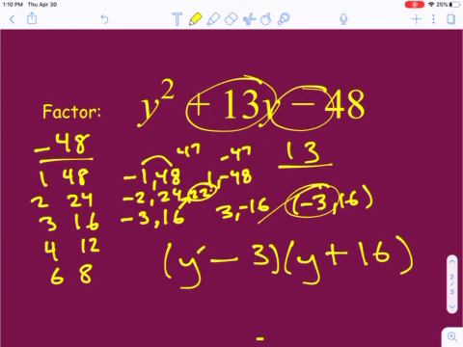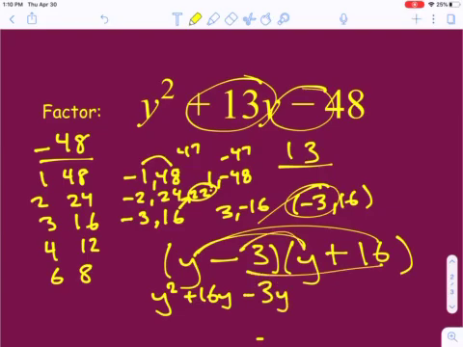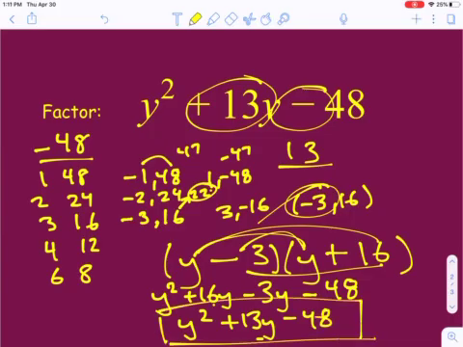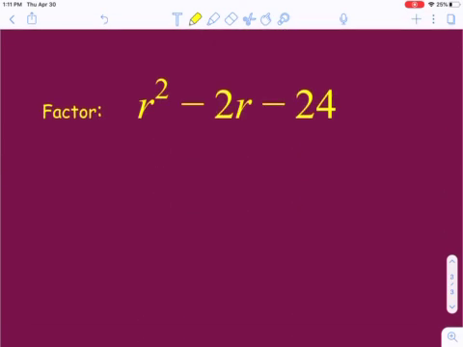So let's go y times y. It's y squared. Outside terms, plus 16y. Inside terms, negative 3y. And then last terms, negative 48. So the y squared and negative 48 look good, and then 16y and minus 3y give me plus 13y. And we're back where we started, which is what we wanted. So again, not a really complicated process at this point, but just a matter of being able to make that connection. All right, let's try this one.